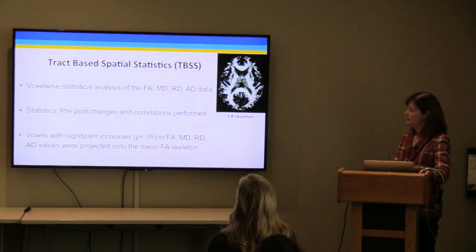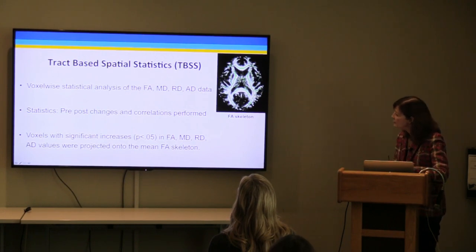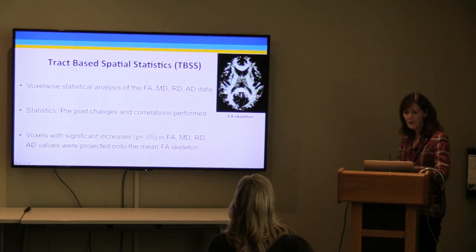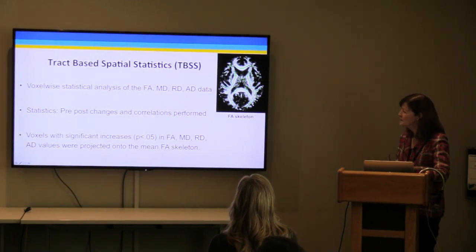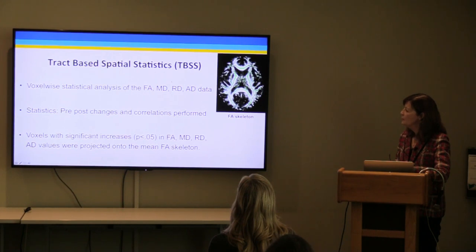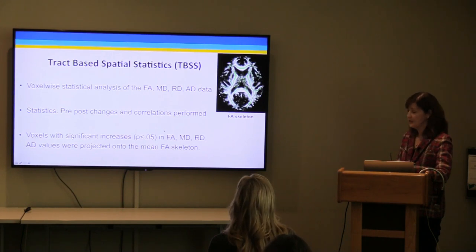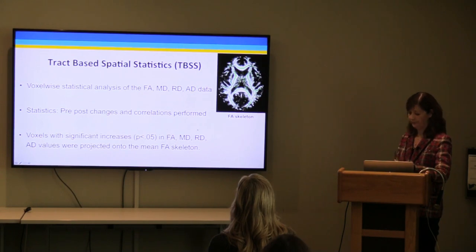So the method that we used was track-based spatial statistics, it's called. So it's looking at these little voxels. Rather than looking at just the long track itself, we look at it by little voxels. You might think about pixels on your screen. So these are sort of the pixels of the MRI. And within each voxel, we look at pre-post changes or correlations within the voxel. And then if they're significant, then they're projected onto this skeleton shown here in green in different colors.